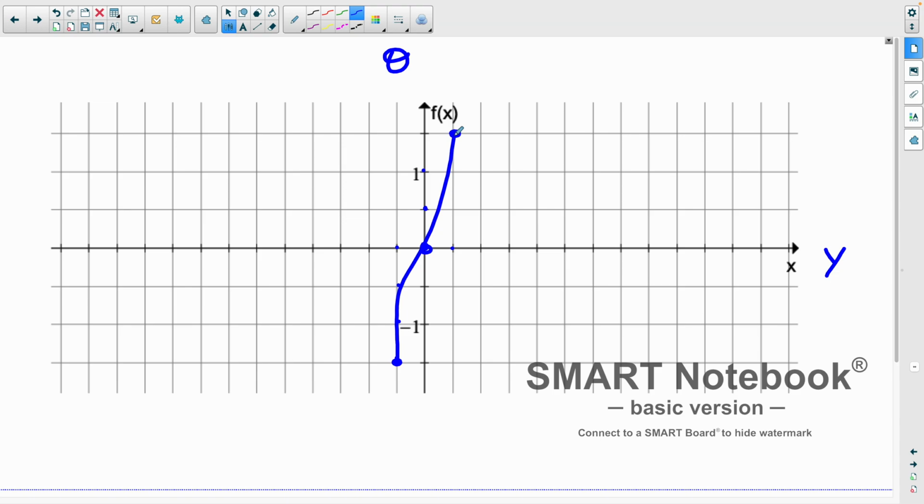Now you notice I didn't put any arrows on this graph, correct? Because this graph is stopped. It's just right there. Okay? Now let's go verify this with our calculator.